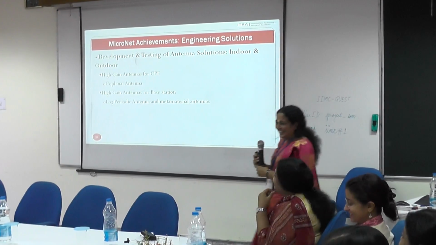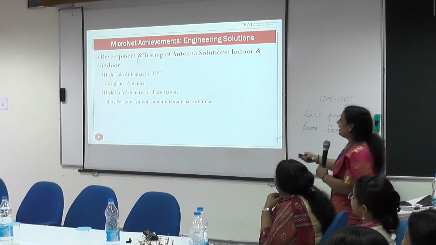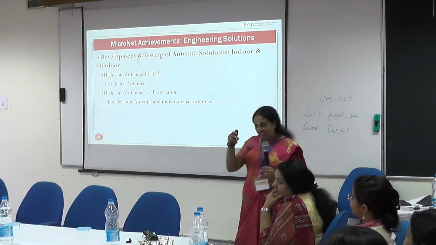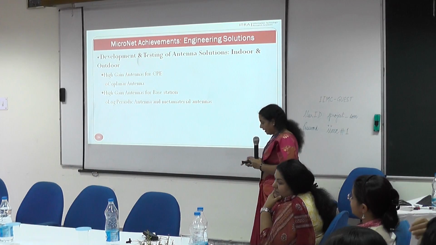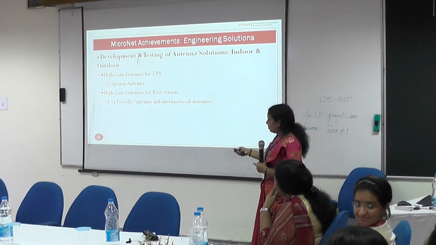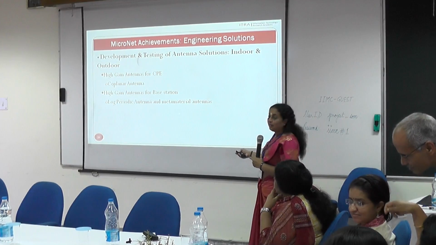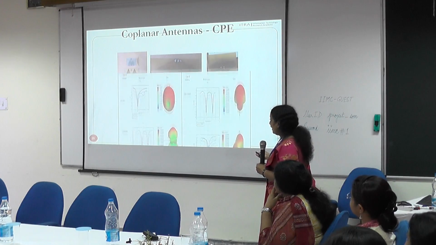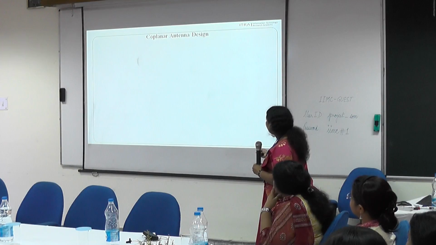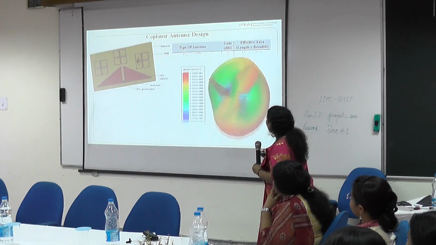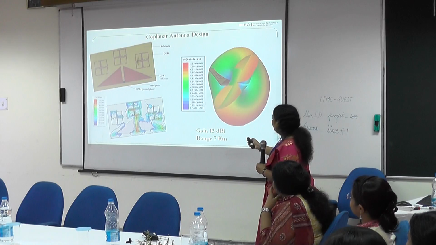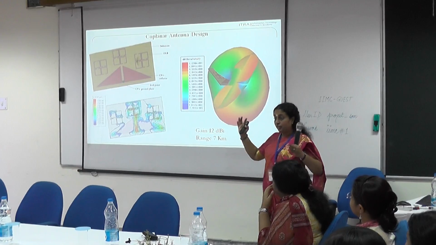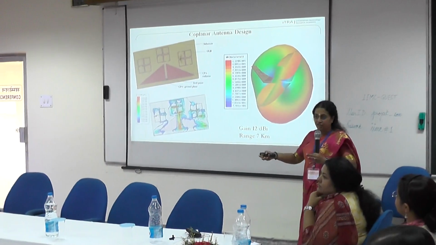So we have worked on high gain antennas. For the equipment in the board, we have used coplanar antennas, and for the high gain base station antennas, we have used log-periodic antennas and metamaterial antennas. These are the different fabrications which we have done, and based on that we have optimized it. We got a gain of up to 12 dBi and a range of 70 km in the board, for board-to-board communication.